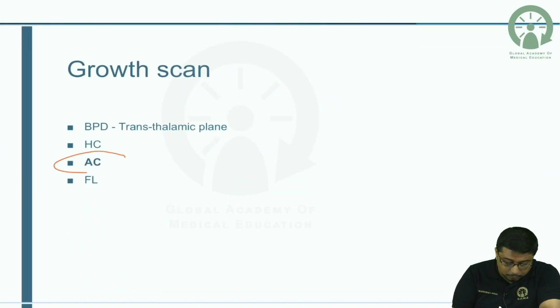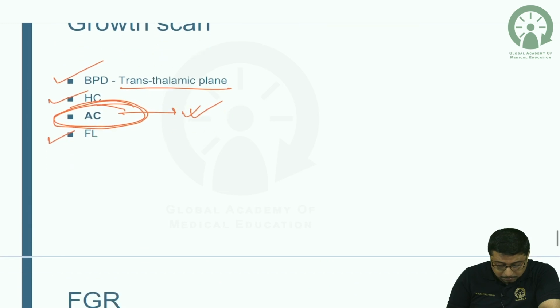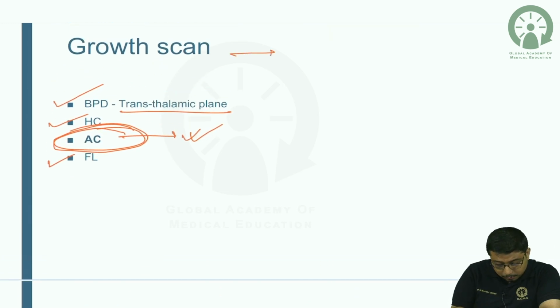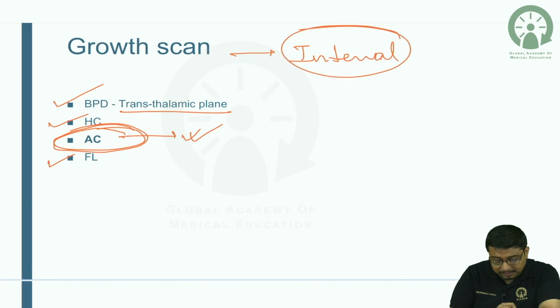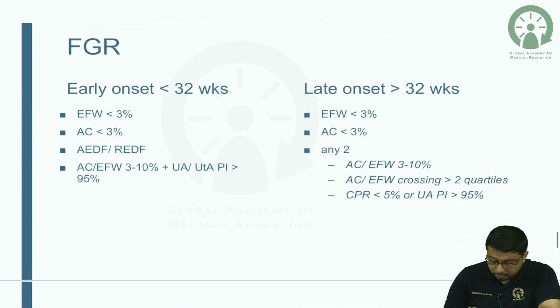If you see a growth scan, 4 parameters are measured: biparietal diameter at the transthalamic plane, head circumference, femur length, and abdominal circumference, of which abdominal circumference is most important for growth. Remember, a growth scan is never done singly, but it is always an interval scan. So between a 4 weeks interval, we do 2 scans and see if the fetal growth corresponds to 4 weeks or not.